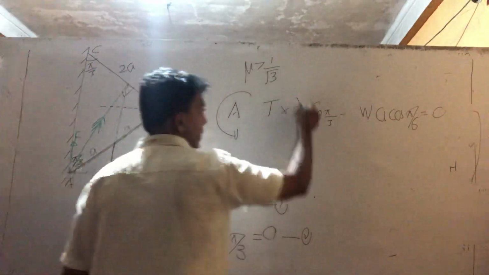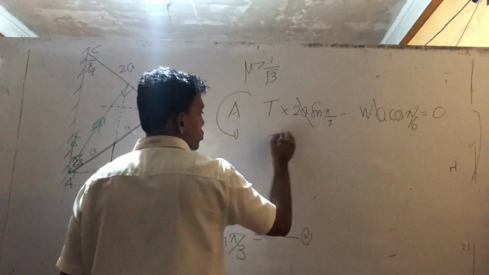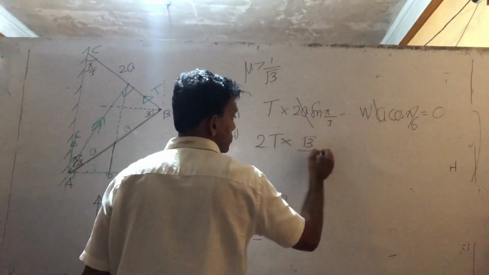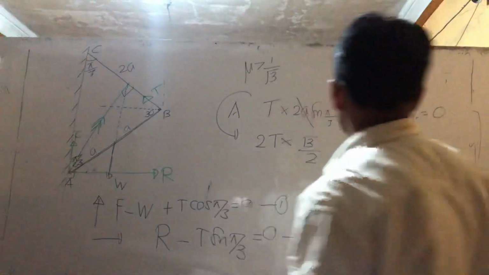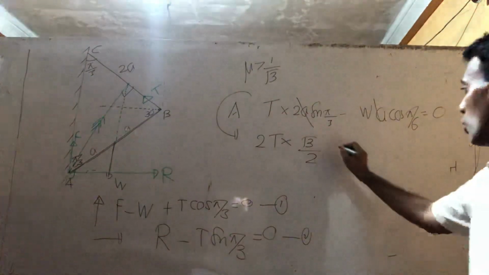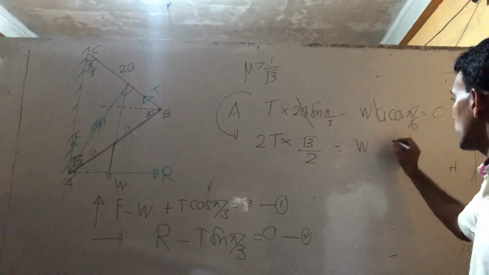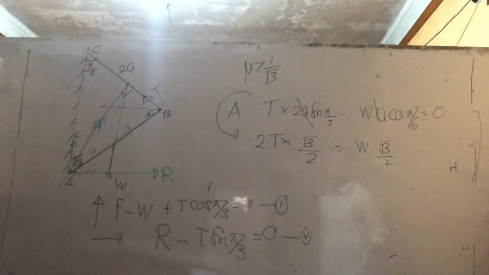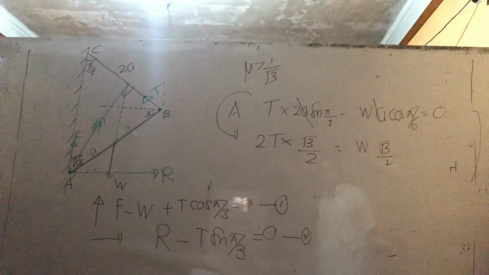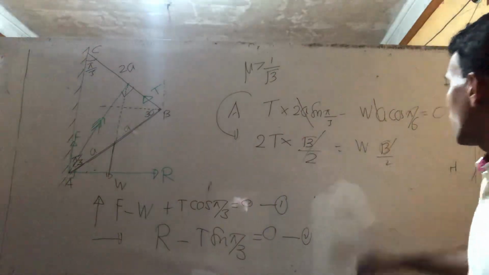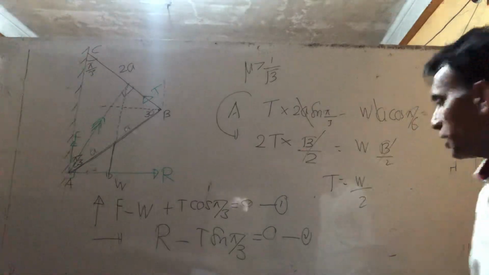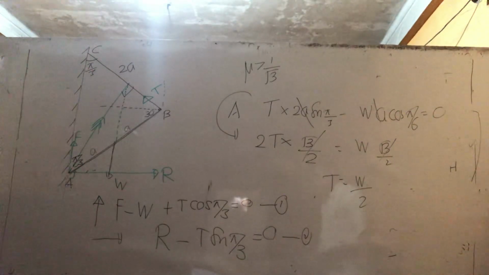So what is that? Can A cancel? T into 2 sine pi by 3, root 3 by 2, is equal to W cos 30, W by 2. Similar method to cancel. T equals W by 2. Check that. T equals W by 2.